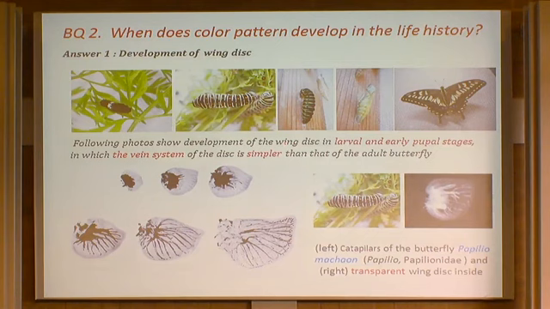We can find that in the larval and early pupal stages, the vein system is simpler than that of the adult butterfly. This is a cut wing disc, transparent. Nothing can be seen in these transparent wing discs.